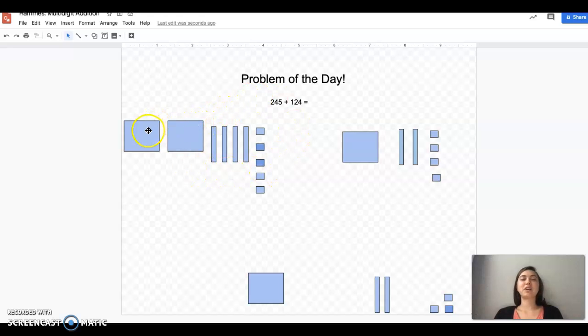245, 2 hundreds, 4 tens, 5 ones, plus we're going to get a bigger number, plus another 100, plus 2 tens, plus 4 ones. Now let's use a strategy with colors and combining these shapes to help us understand how we are adding these place values. Let's start off with our ones. How many ones do I have in the number 245?